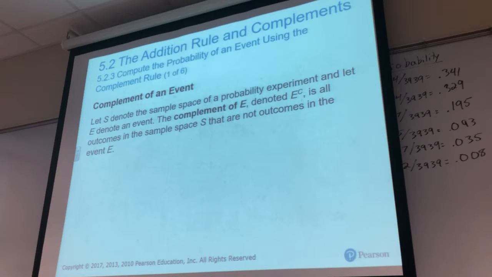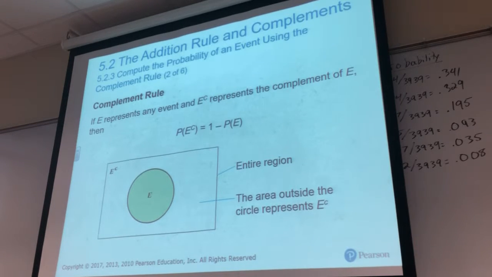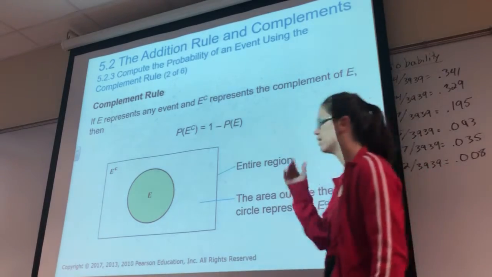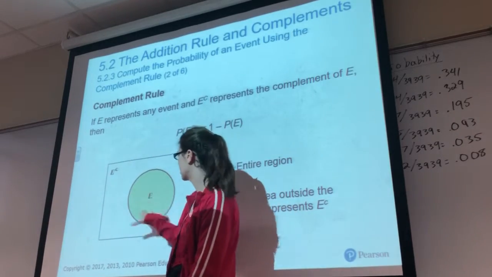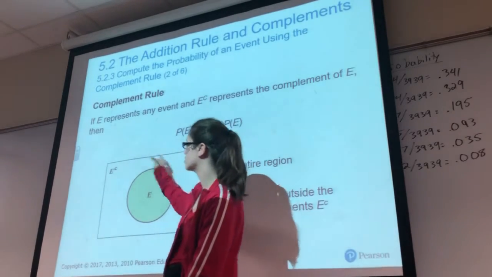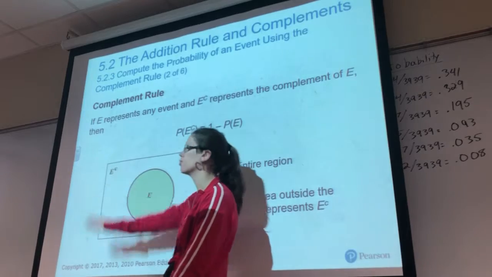That's our complement. All right, so here's our complement rule. We've got this nice little setup with a Venn diagram. Here is our sample space, and our circle right here, E, is our event. Everything on the outside that's not included in E would technically be our E complement.